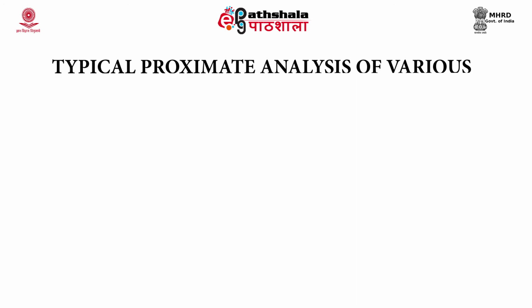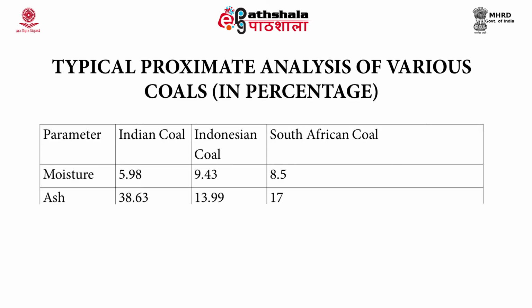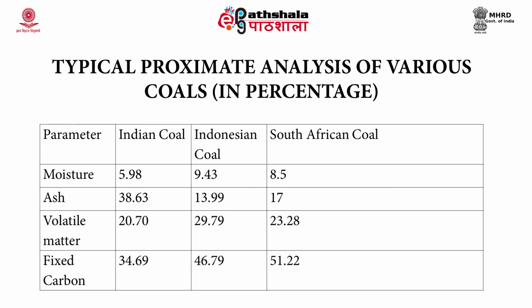So, this table shows the proximate analysis of various coals. You can see the moisture, ash, volatile matter and fixed carbon for different coals like Indian coal, Indonesian and South African coal. You can see the fixed carbon as well as volatile matter is less in Indian coal, and ash content is high in the Indian coal.